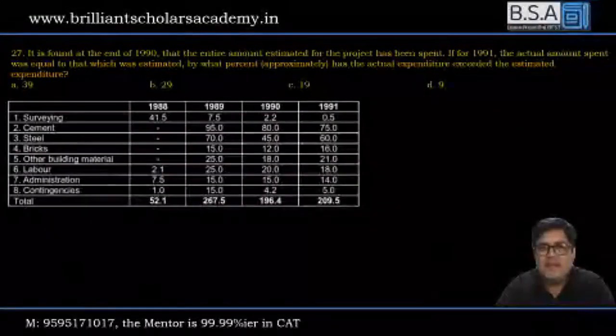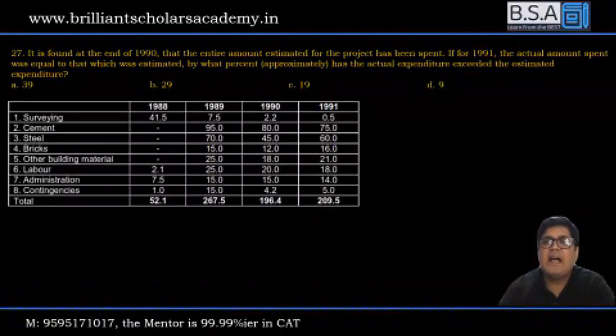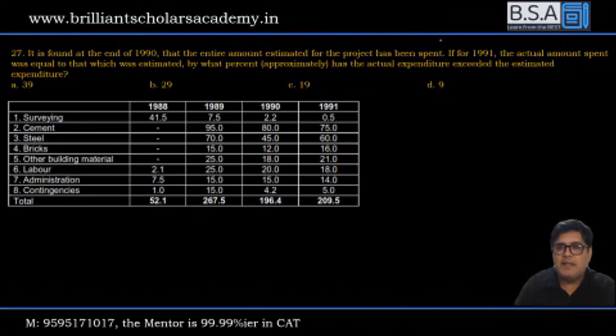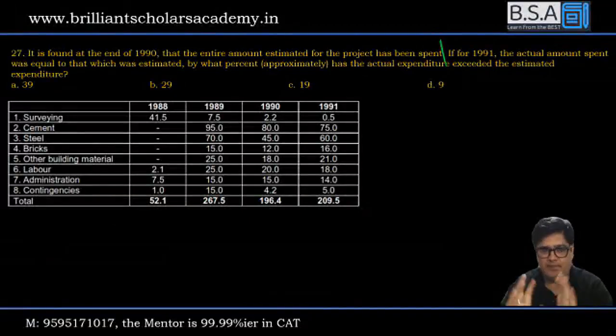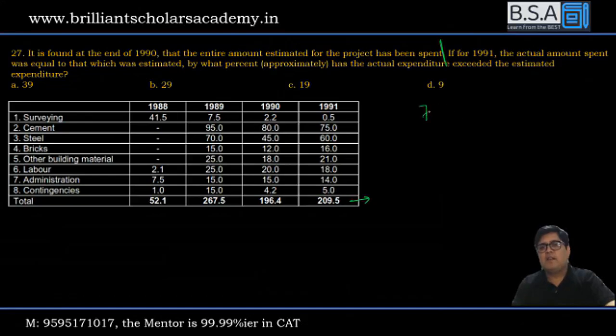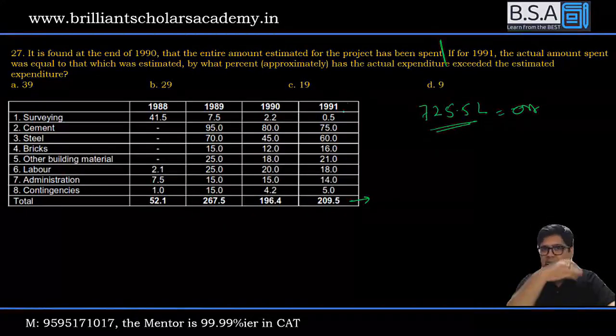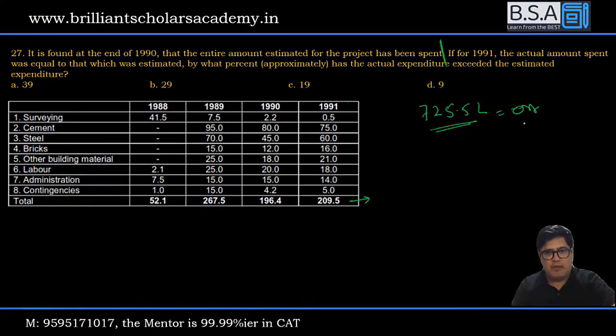It was found that at the end of 1990, the entire amount estimated for the project has been spent. So whatever was the estimation has been spent here. For 1991, the actual amount spent was equal to which was estimated. By what percentage has the actual expenditure exceeded the estimated? What was the estimation up to this point? The estimation was 725.5 lakhs. If you remember, this was the estimation up to 1991. So they made a plan that we will spend this much on construction and all those things. The entire sum was over up to this point.